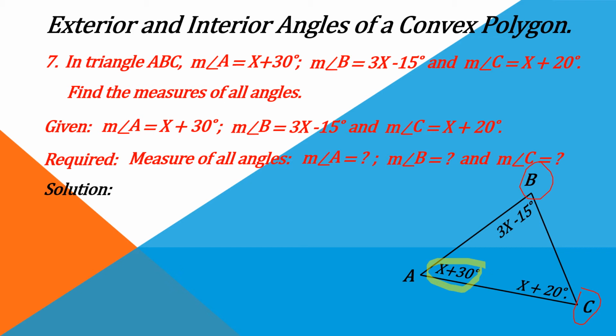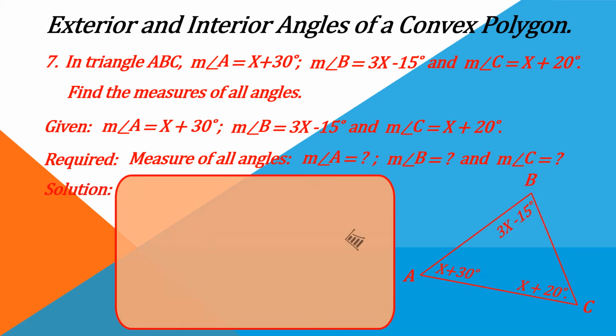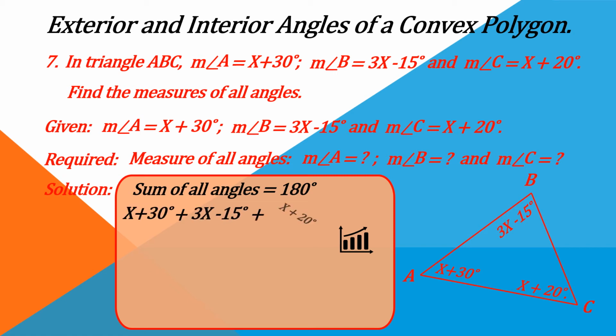Now, in our solution, we just add the three angles and equate it to 180 degrees, because in a triangle, the sum of all angles of a triangle is equal to 180 degrees. So x plus 30 degrees plus 3x minus 15 plus x plus 20 is equal to 180 degrees.